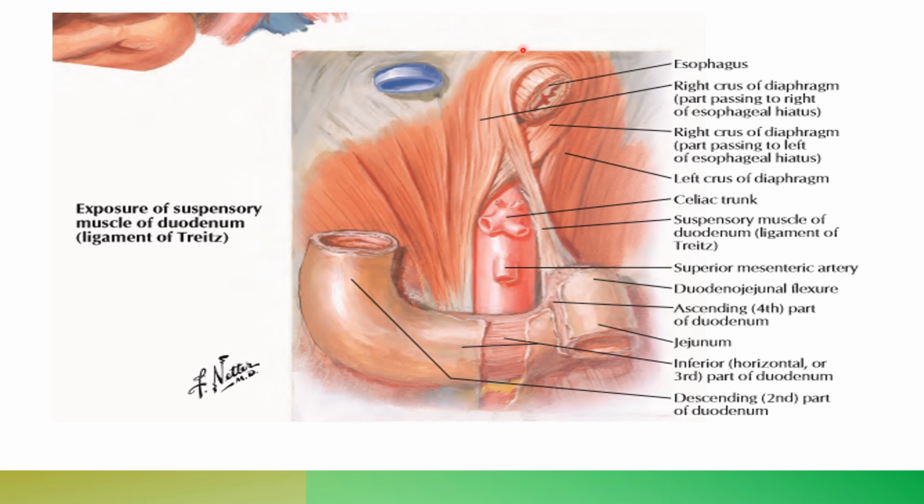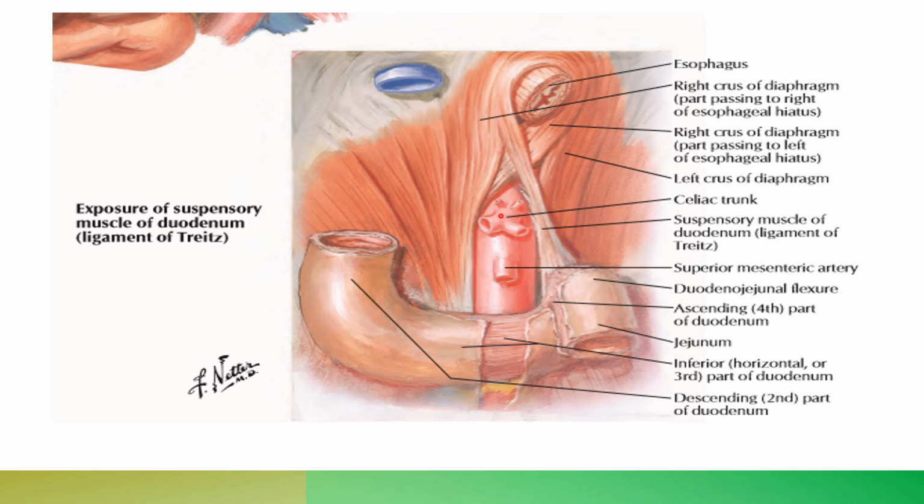So dear students, in the previous slide I told you that close to the esophageal opening of the diaphragm, the right crus gives attachment to the suspensory muscle of the duodenum. All of you see, this is the suspensory muscle of the duodenum. It is attached close to the esophageal opening of the diaphragm, and below it is attached to the duodenojejunal flexure. This you have to remember. This is very, very important.